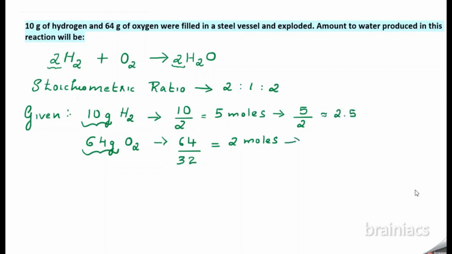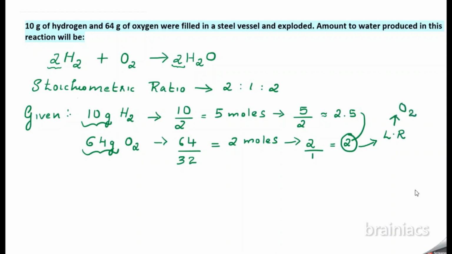Now next thing, take oxygen. You got the number of moles of oxygen as 2. So take 2, divide by the stoichiometric value, that is 1. So 2 by 1 is equal to 2. And compare these two numbers. Which is the lowest number out of this? I know that 2.5 and 2. The lowest number here is 2. So that means this species is my limiting reagent. That means who is my limiting reagent? Tell me finally. Oxygen is the limiting reagent.